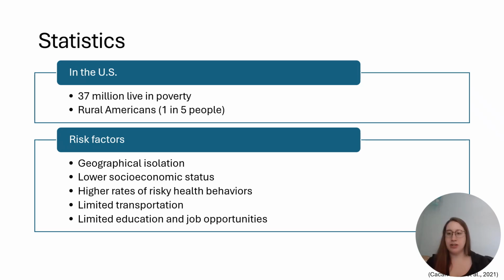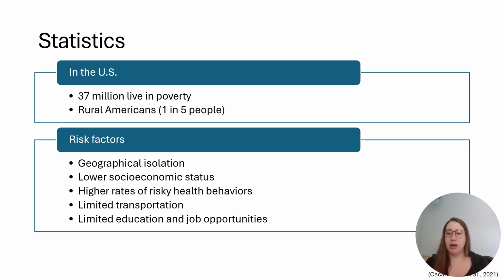In the United States, 37 million people live in poverty. Approximately 1 in 5 Americans live in rural areas. Research has shown that rural Americans face worse health disparities than their counterparts who live in urban or suburban areas. They are more likely to die from the 5 leading causes of death, such as heart disease, cancer, COPD, accidental injuries, and stroke, than their counterparts.